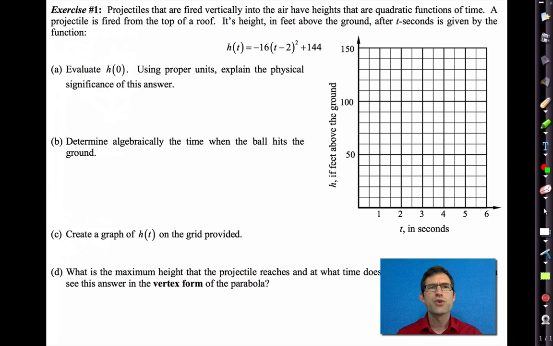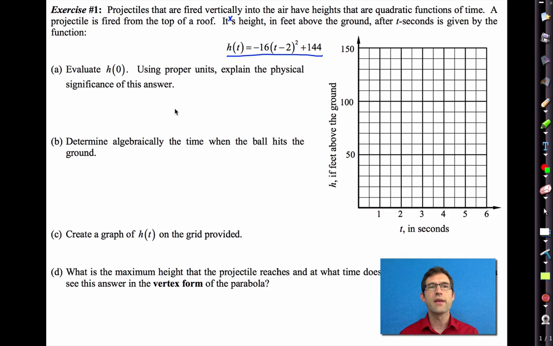Exercise 1. Projectiles that are fired vertically into the air have heights that are quadratic functions of time. A projectile is fired from the top of a roof. Its height, in feet above the ground, after t seconds is given by the following function. H of t equals negative 16 times t minus 2 squared plus 144. All right, so there's our model, right? And make sure that you really get it. The input is the time in seconds, and the output is the height of the object above the ground.